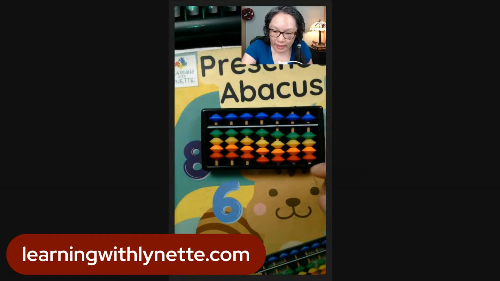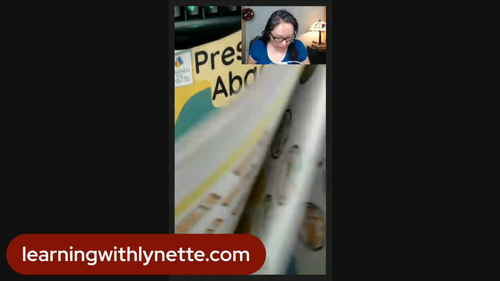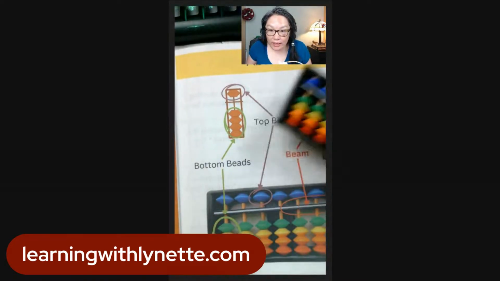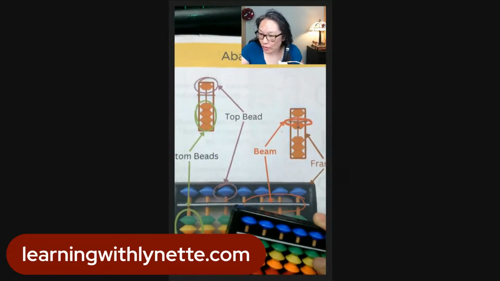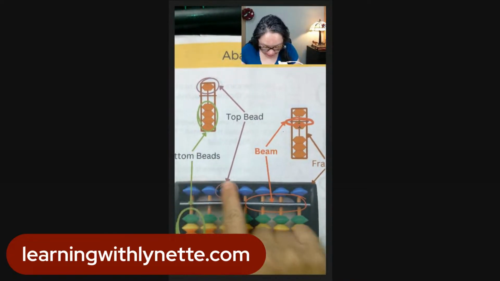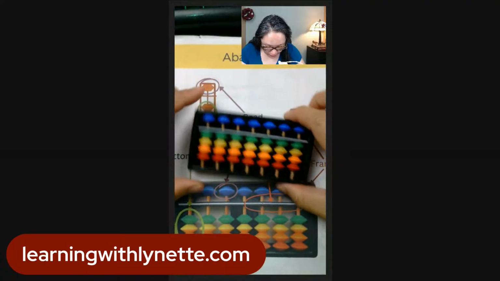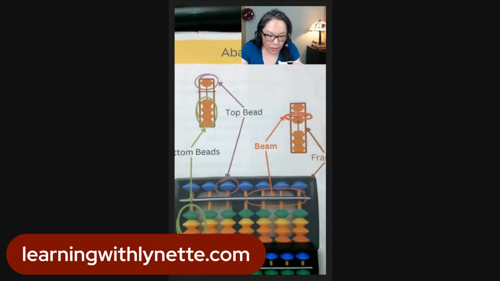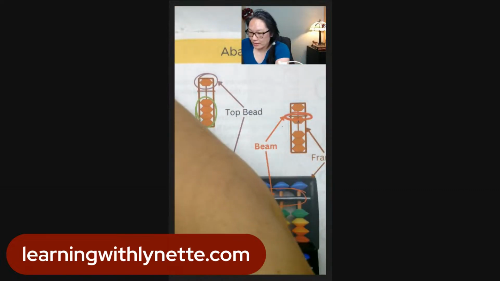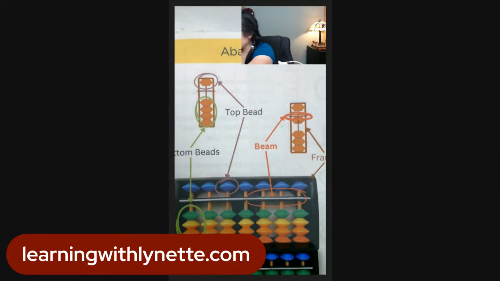We are looking at the abacus, and what we're doing is looking at how to read it. When we are looking at it, we need to understand that this is the beam, this is the frame. And then this is the horizontal bar. The horizontal bar is what tracks our numbers.